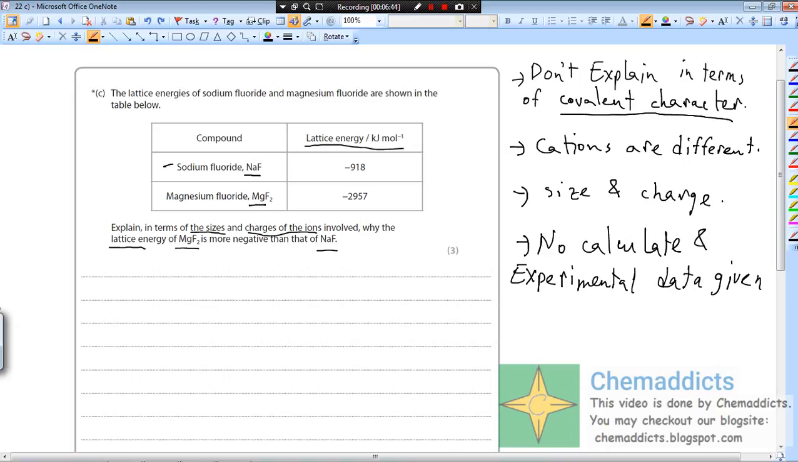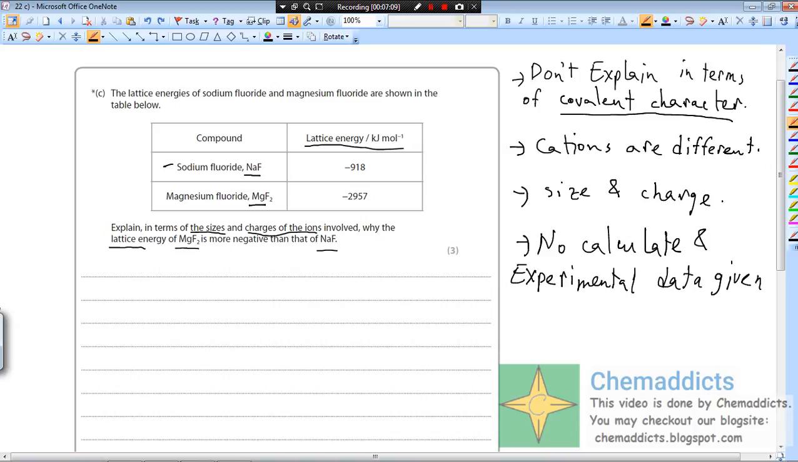So here is another thing. If they want us to explain in terms of covalent character, they will provide experimental and calculated data for lattice energy, and we need to explain why the values are similar or different. Here they didn't ask us to compare the experimental data and calculated data, so we won't bother about covalent character.